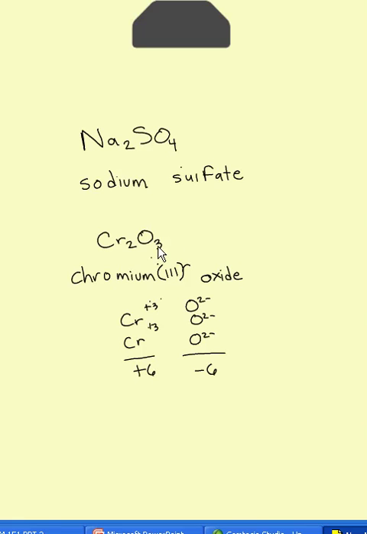Now it just so happens that there's a 3 as a subscript, but this 3 does not have anything to do with the formula except it tells you the charge of the chromium. So you may have a Roman numeral that is not represented at all in the formula, and I'll give you an example of that.